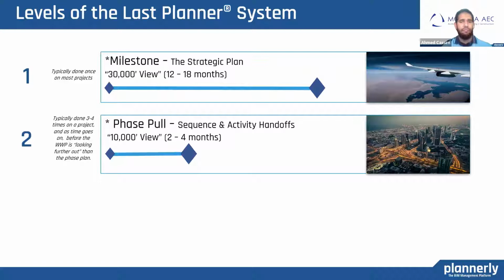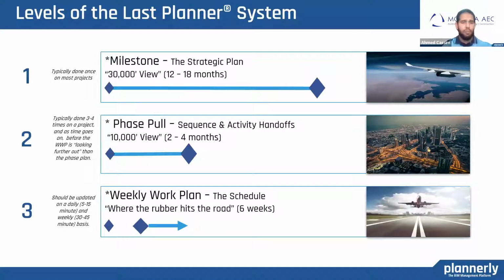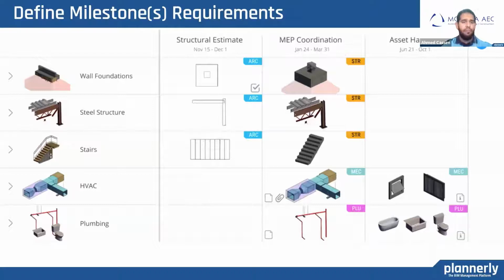And then there's the phase pull for sequence and activity handoffs, the 10,000 view, if you would call it, which is in 2 to 4 months. This is done typically 3 to 4 times or 5 times on a project. And thirdly, the weekly work plan, the schedule, or where the rubber hits the road, where there's accountability and a weekly work plan.